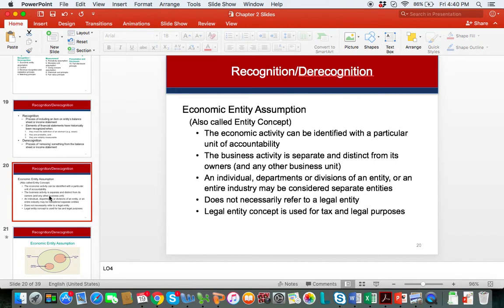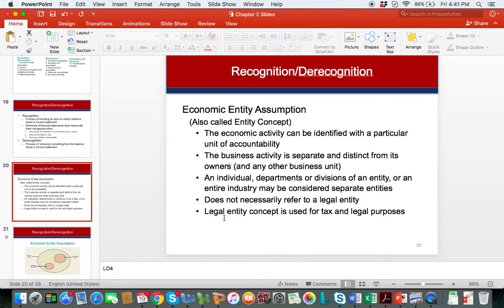So, the economic entity assumption and the entity concept. We mentioned it initially in chapter 1, and now we're looking at it in more detail here. Economic activity can be identified with a particular unit of accountability. The business activity is separate and distinct from its owners and any other business unit. Individual departments or divisions of an entity or an entire industry may be considered separate entities. It does not necessarily refer to a legal entity. The legal entity concept is used for tax and legal purposes.